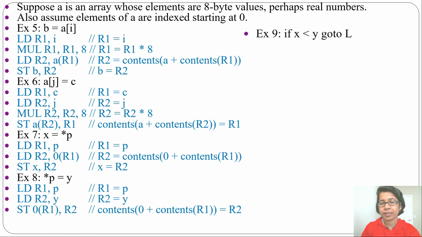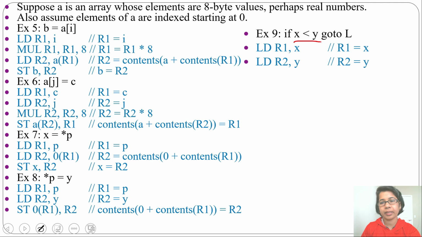Let's see one conditional statement. If x less than y, go to L. So first we need to load x and y. Let load R1 x. Now R1 register contains x. Then load R2 y. R2 register contains y. Next we need to do x less than y, but there is no operator for less than. So what we will do, we'll subtract. Sub R1, R1, R2 means R1 will contain R1 minus R2.